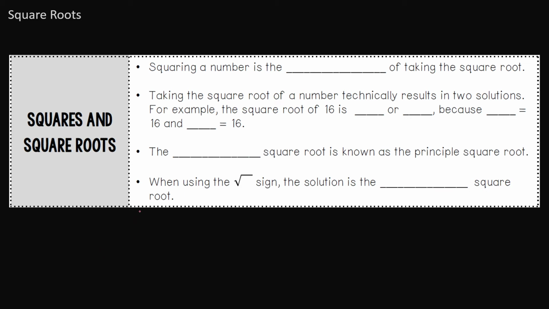Let's talk about squares and square roots. Squaring a number is the inverse, or opposite, of taking the square root. So when we take the square root of a number, this technically results in 2 solutions. For example, the square root of 16 is 4, or it's negative 4, because 4 squared is equal to 16, and with parentheses, (negative 4) squared is 16. Remember, a negative times a negative is always positive.